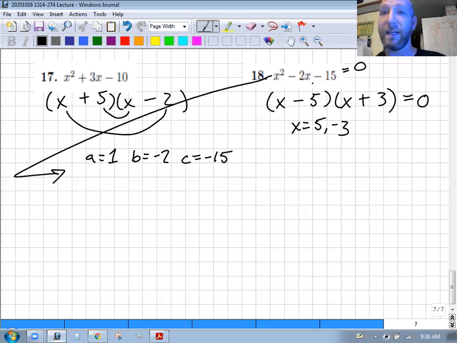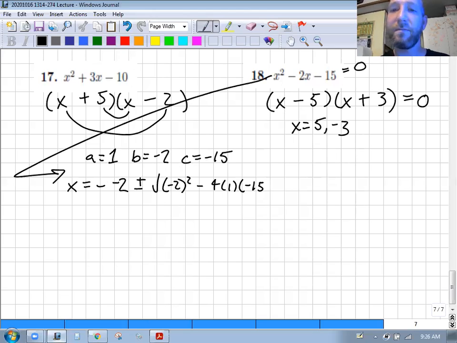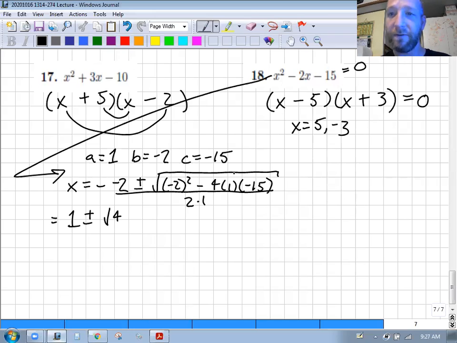Okay, A is 1, B is negative 2, and C is negative 15. So our solutions, that was equal to 0, would be negative B plus or minus the square root of B squared minus 4AC, all over 2A. So the negative 2 would be a positive 2. 2 over 2 is 1. Got a 4. Negative, negative is plus. 4 times 15 is 60. We got 1 plus or minus square root of 64 over 2.